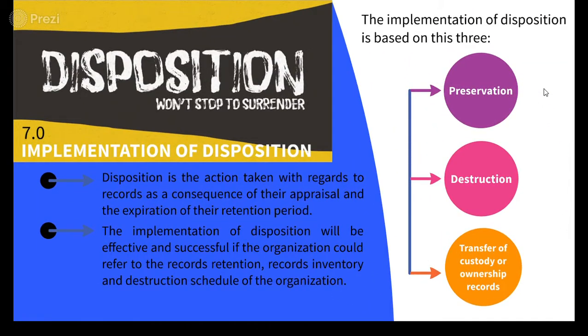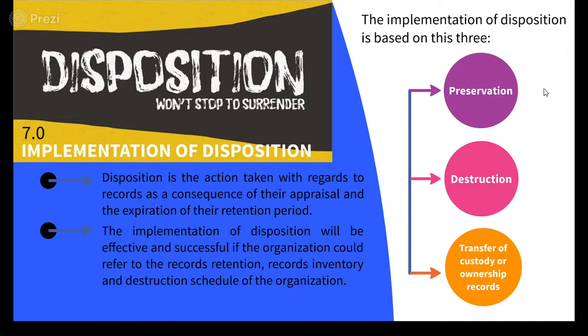This is topic number 7, disposition. Implementation of disposition. Disposition is the action taken with regard to records as a consequence of their appraisal and the expiration of their retention period. The implementation of disposition will be effective and successful if the organization can refer to the records retention, records inventory, and destruction schedule of the organization.